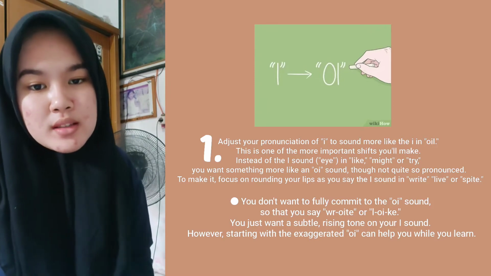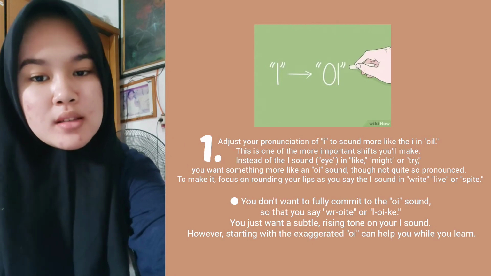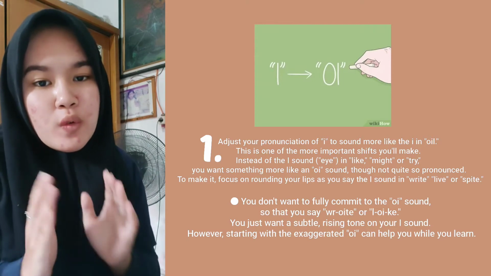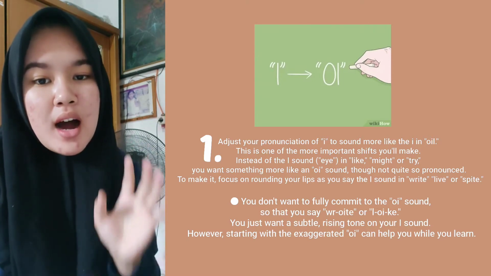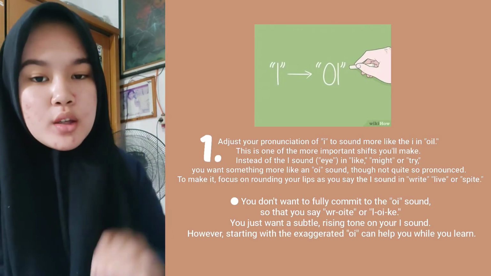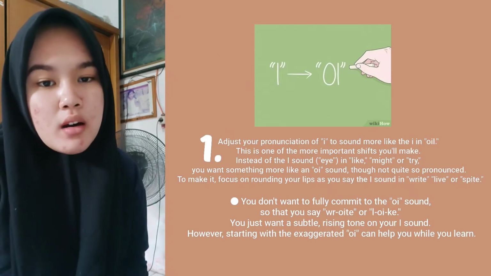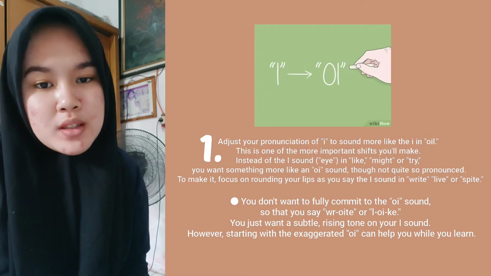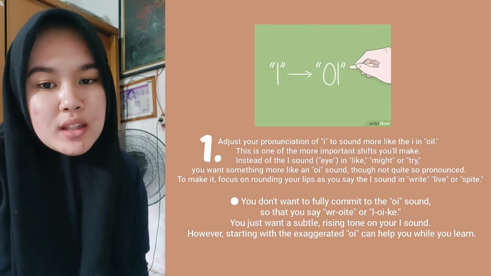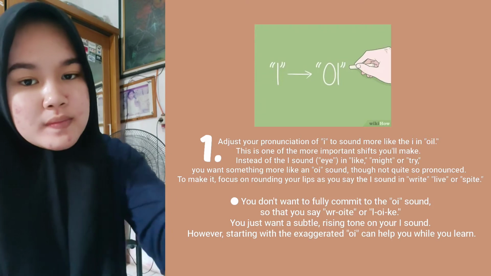Instead of the I sounds in like, might, or try, you want something more like an I sound. So not quite so pronounced. To make it, focus on rounding your lips as you say the I sounds in right, life, or spite. You don't want to fully commit to the I sound. You just want a subtle, rising tone on your I sounds. However, starting with the exaggerated I can help you while you learn.